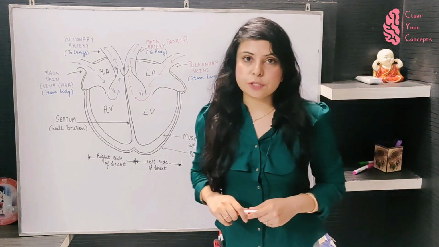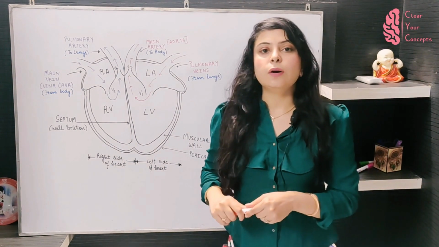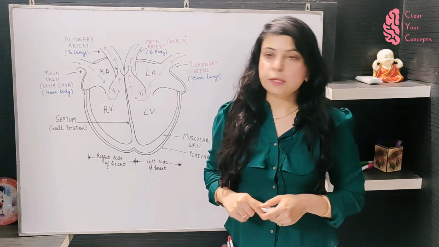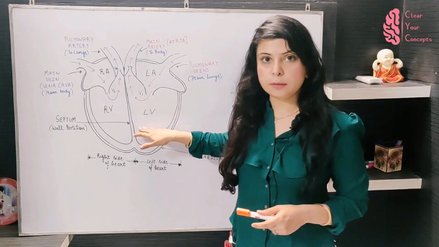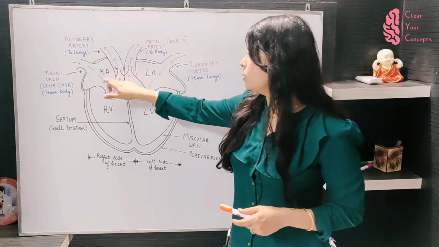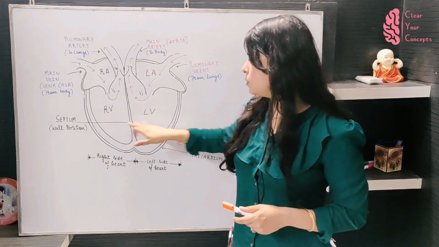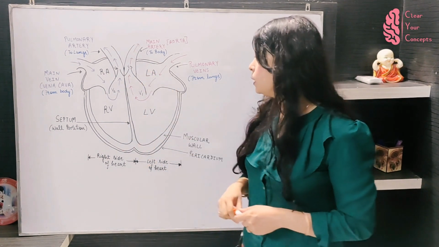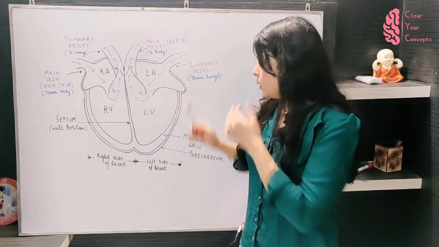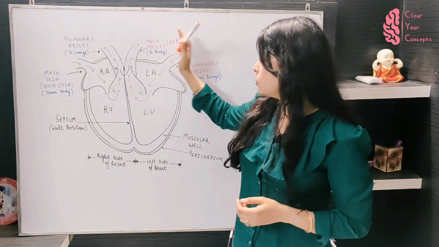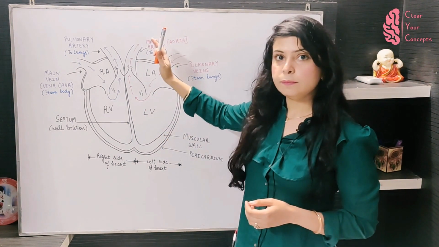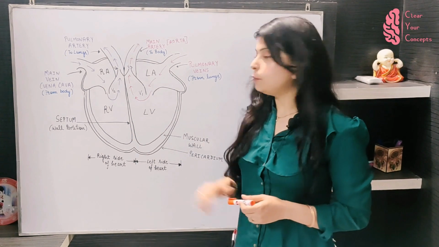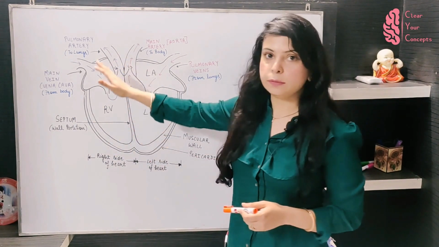Now, what are the functions of these 2 chambers? Auricles receive the blood and ventricles pump the blood. I repeat, auricles receive the blood and ventricles pump the blood. Now, oxygenated blood flows in the left side of our heart. Deoxygenated blood flows in the right side of the heart.